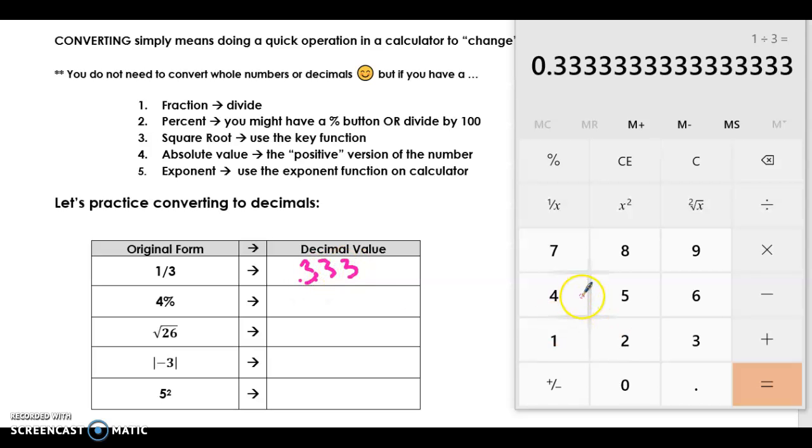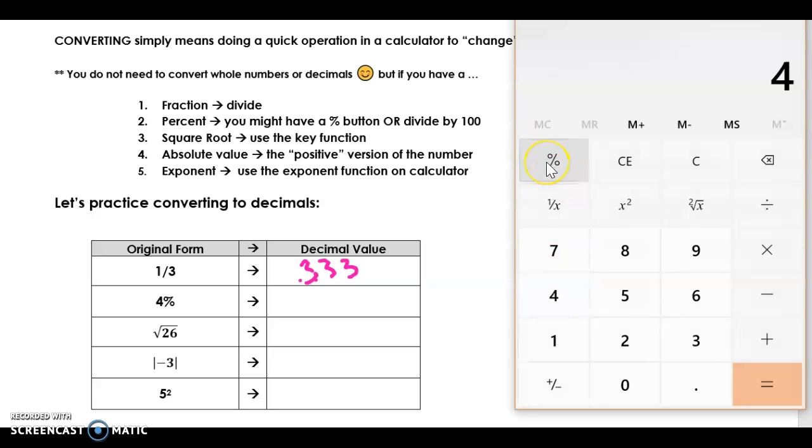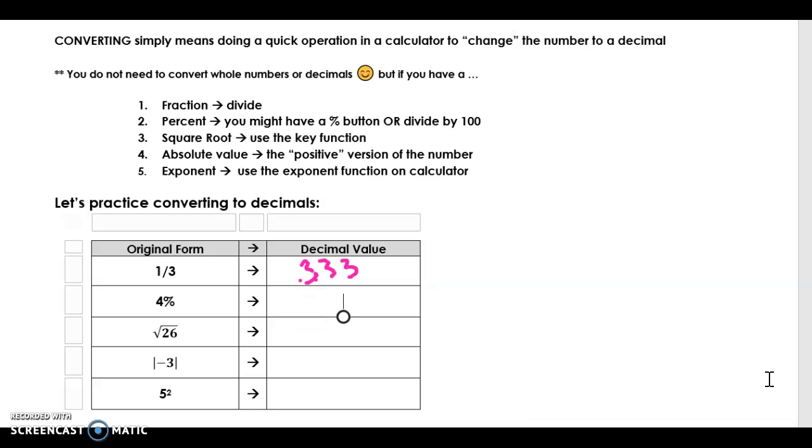All right, 4%. So 4%, you might have a percent button, or you might divide by 100. If you have a percent button, you just simply click it, and it'll give you the answer. If you do not, dividing by 100 is the same kind of operation, and you get 0.04. It's actually easier for me to type it.